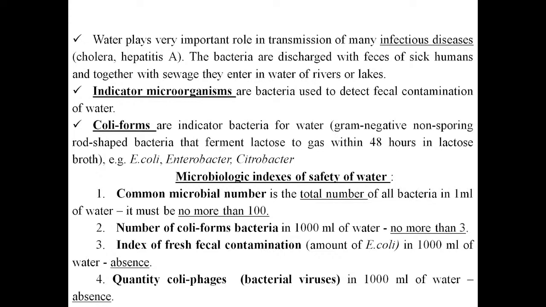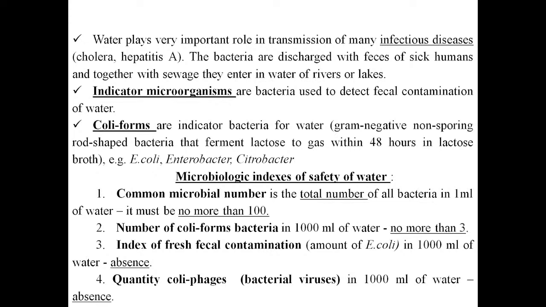This common microbial number must be no more than 100. In water, there can be different bacteria. It can be non-pathogenic bacteria that don't cause disease in humans, but it can be pathogenic bacteria. In total, it must not be more than 100 bacteria in 1 milliliter.